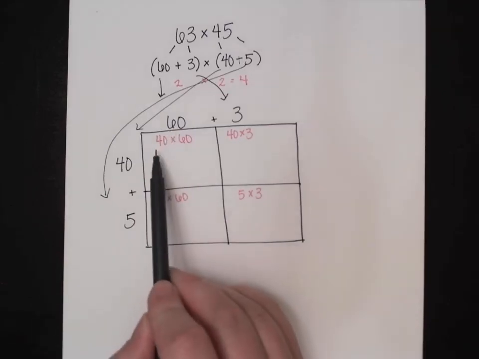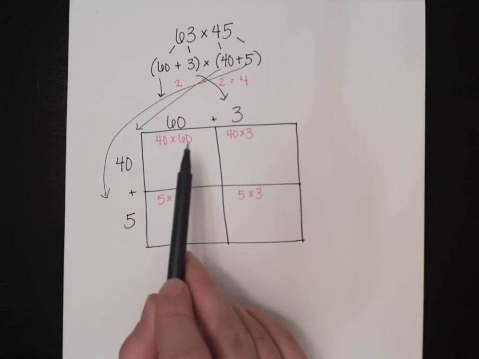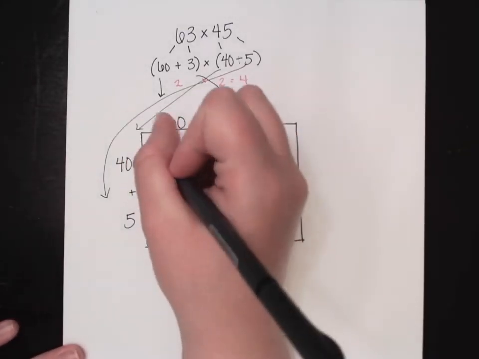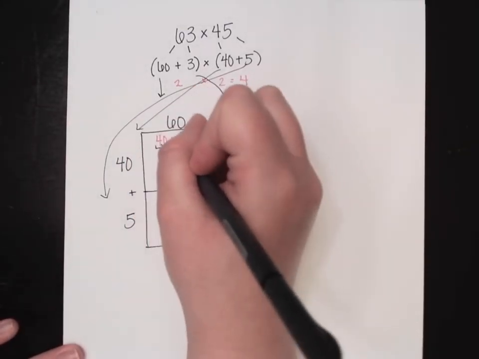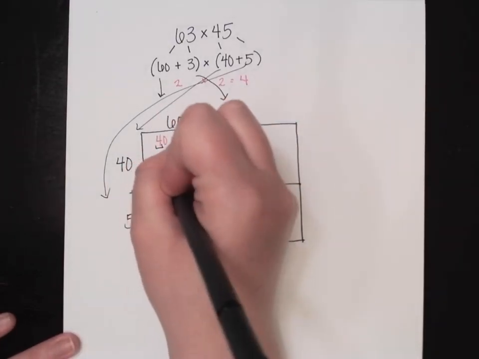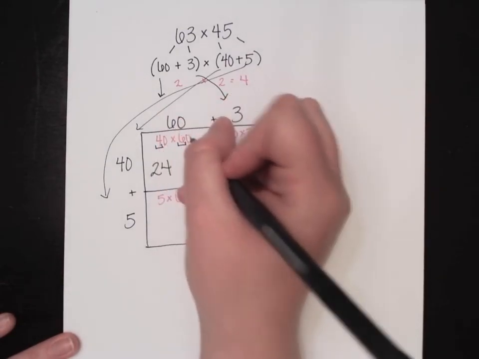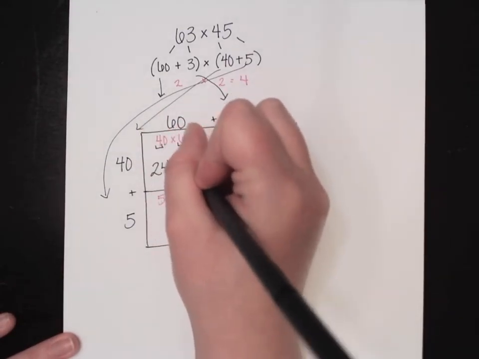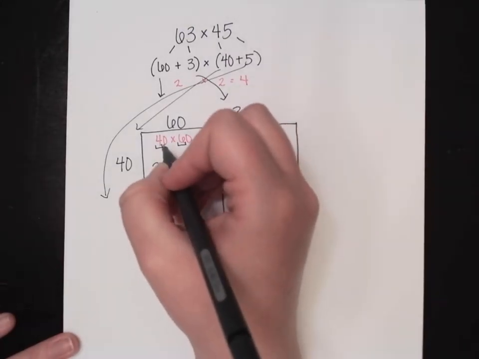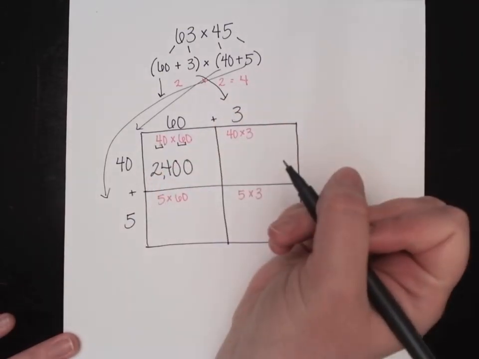Remember, since we have 1 digit followed by zeros, we can use mental math to solve. You multiply the first 2 digits, and then you put the zeros at the back of the number. So for this first box, I can do 4 times 6. 4 times 6 equals 24. And then I have 2 zeros, 1, 2. So I add both of those to the back of that number. So 4 times 6 equals 24, but 40 times 60 equals 2,400.